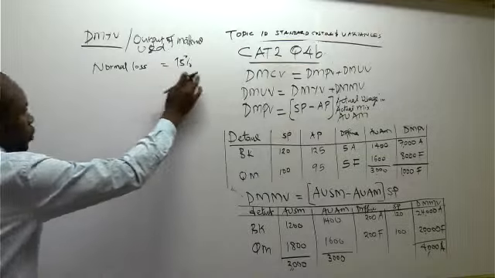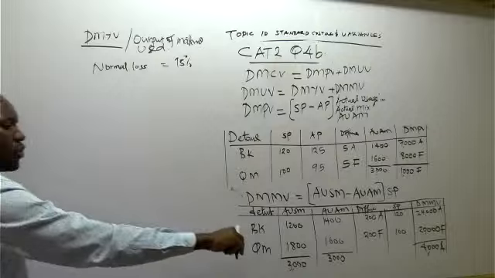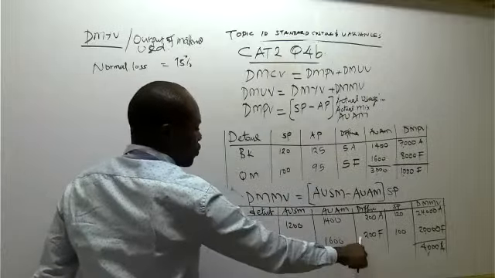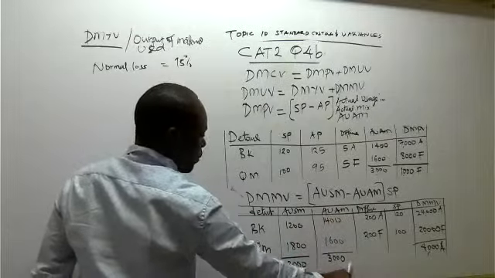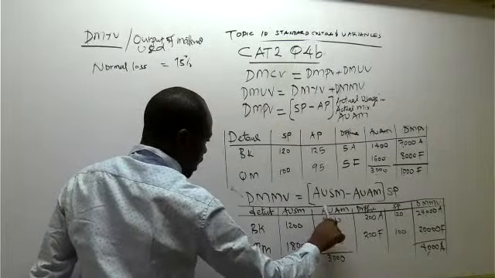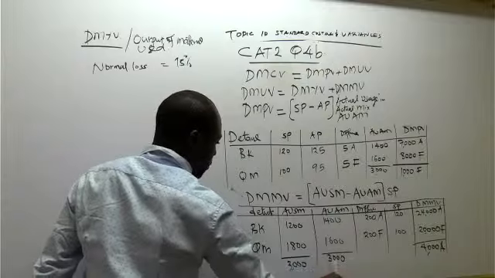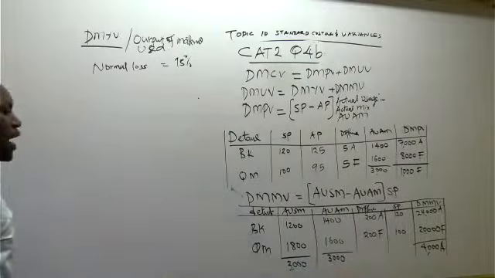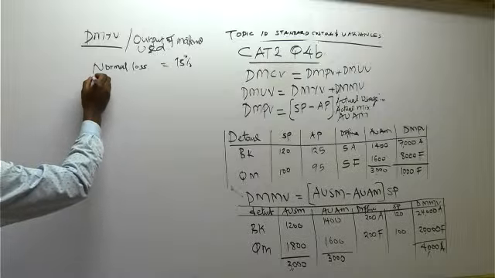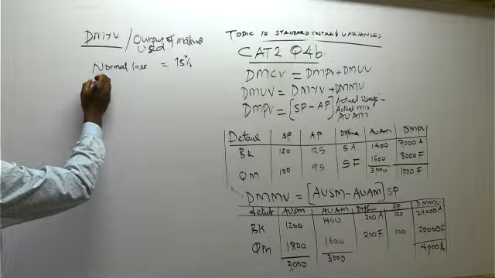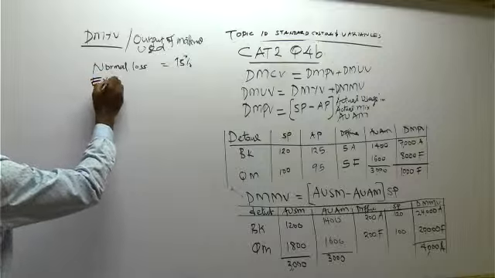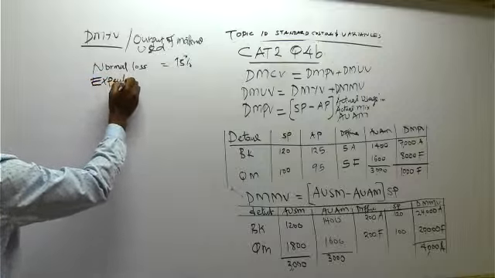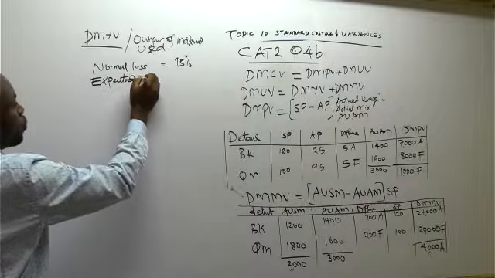Normal loss is allowed, but actual results, the actual quantity that you're able to see at the end of the day, this one here, tunapata ni ngapi? 3,000. Actual usage in actual mix, tunapata ni ngapi? 3,000. Now, my question is, we have normal loss, then this is expected output.